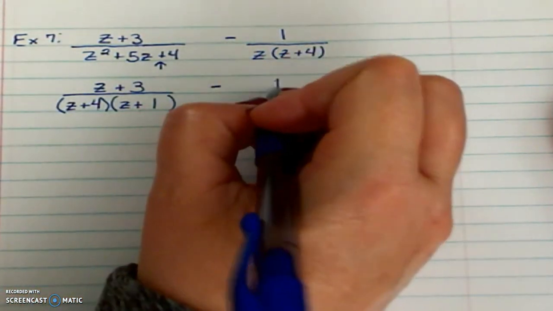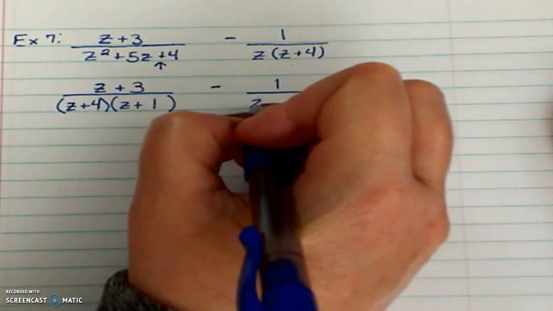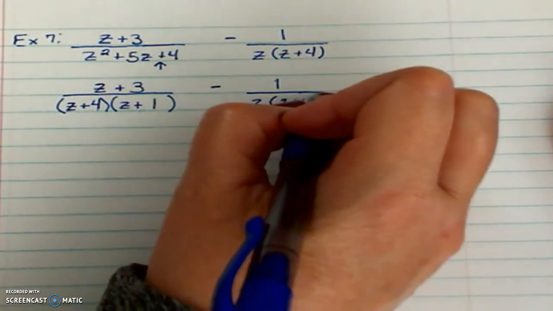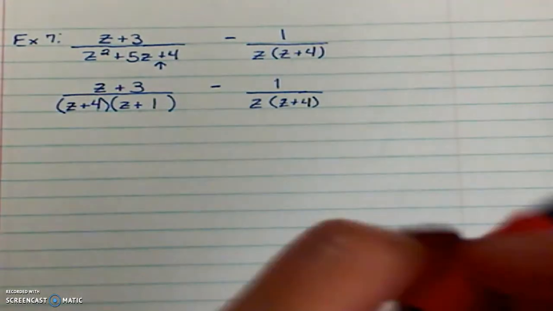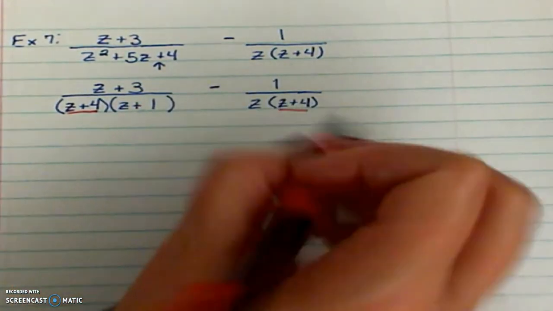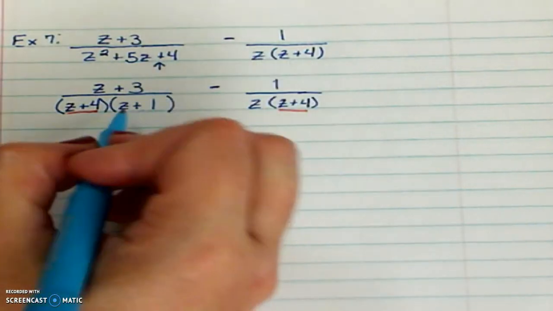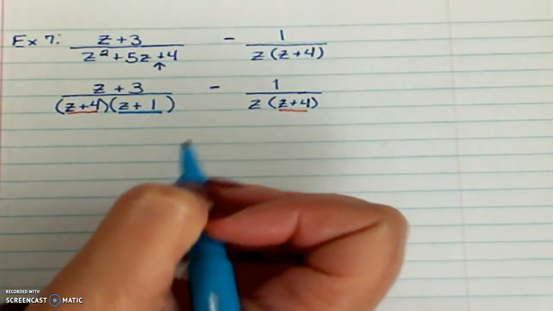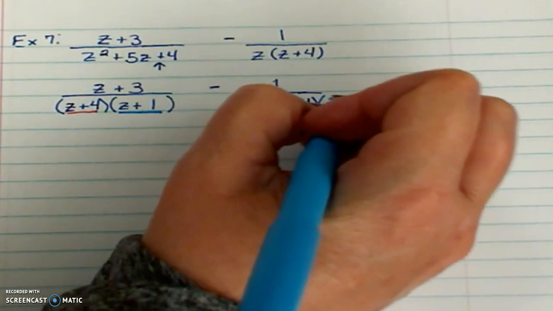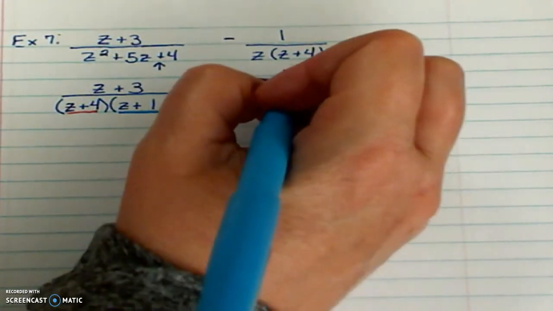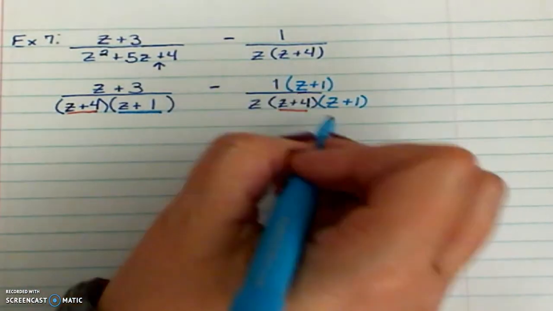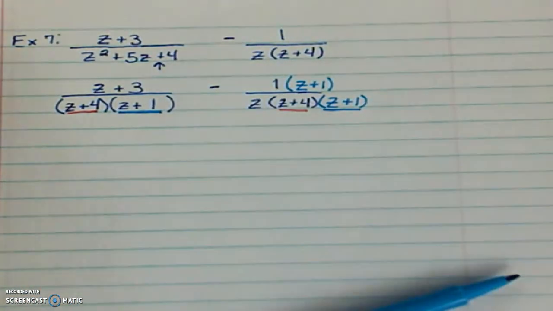So what I want to do now is go ahead and subtract these two rational terms from each other. So we need to get a common denominator. I have a factor of z plus 4. That occurs in both denominators. I have a factor of z plus 1. That's missing in the second denominator, so I need to put that z plus 1 there. So I need to multiply the numerator times z plus 1. So now I have a z plus 1 in both denominators.